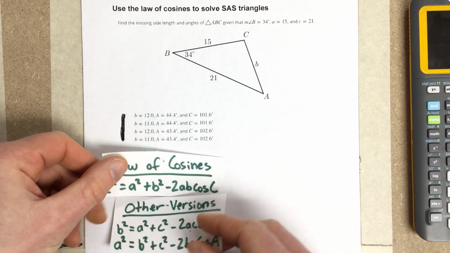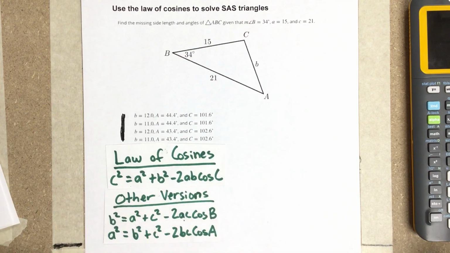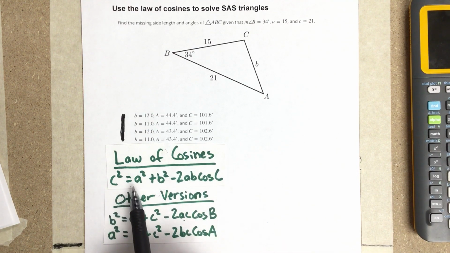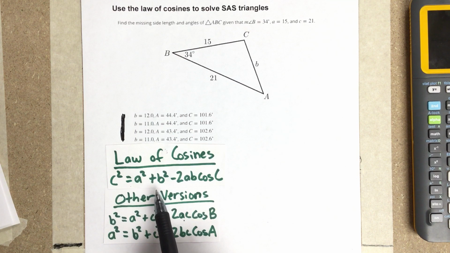So I'm just going to set these down here at the bottom. And we have a couple of different versions for the law of cosines. The original version says c squared equals a squared plus b squared, obviously close to the Pythagorean theorem, right? Minus 2ab cosine c. And the other two versions are just for the other side lengths, but very similar equations.